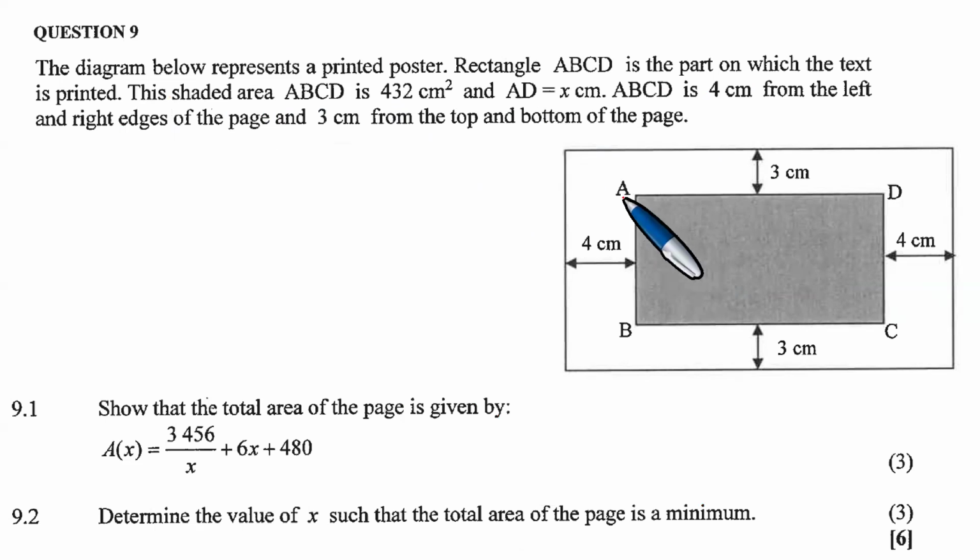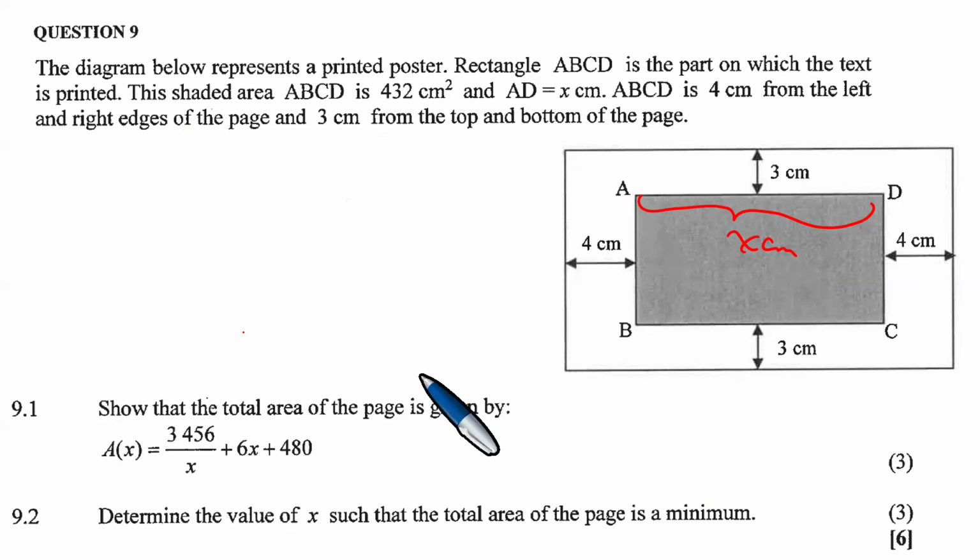AD is x centimeters. Let's measure it here. It's 4 centimeters from the left and the right edges of the page, and 3 centimeters from the top and the bottom of the page. You can see 3 there. Show that the total area of the page is given by these. Let's look at the total area of the page.